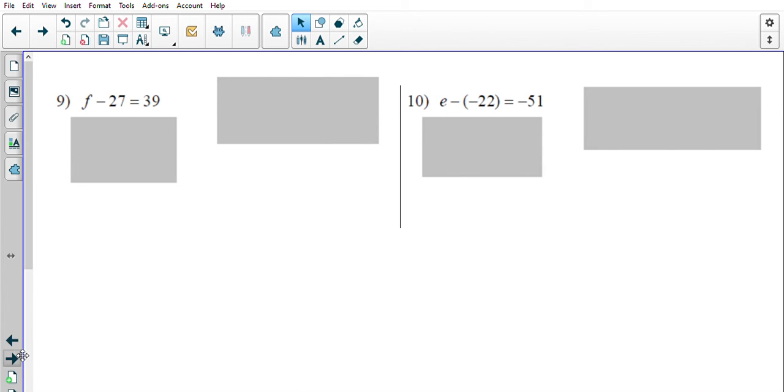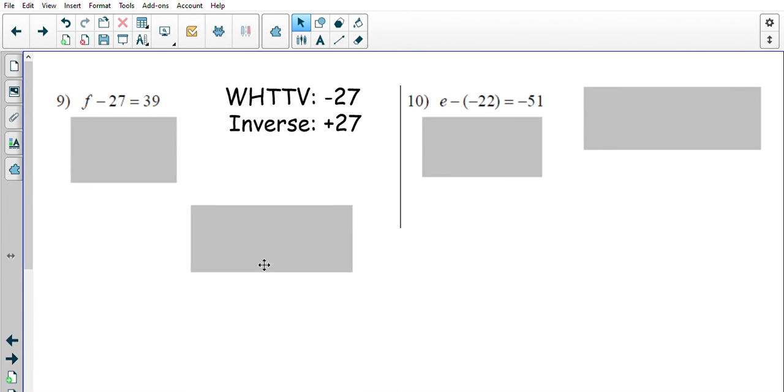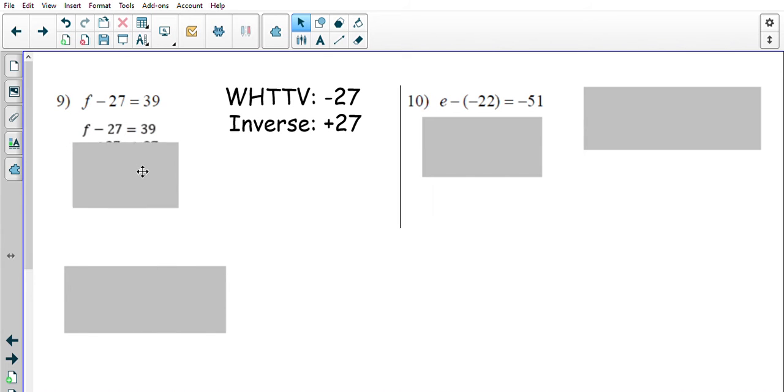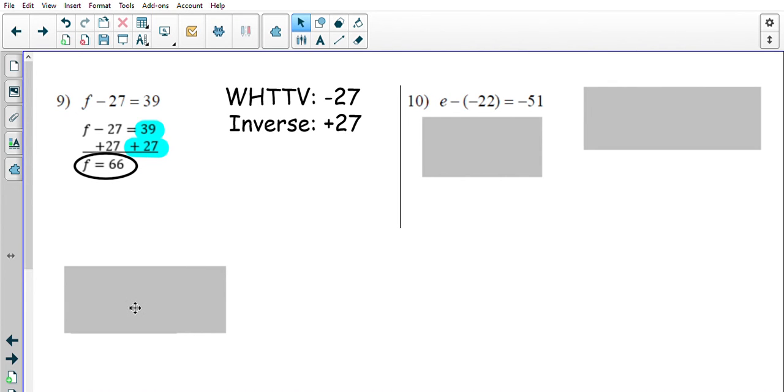All right, next is number 9, f minus 27 equals 39. What's happening to the variable is we're subtracting 27. The inverse of that is to add 27. So let's show that to both sides. Again, this is going to cancel out on the left-hand side. So what you plug into your calculator is 39 plus 27. We should end up getting a solution of f equals 66.